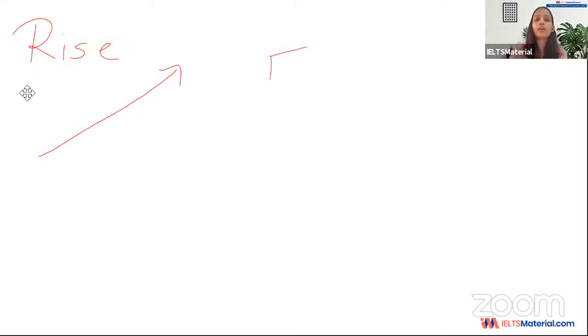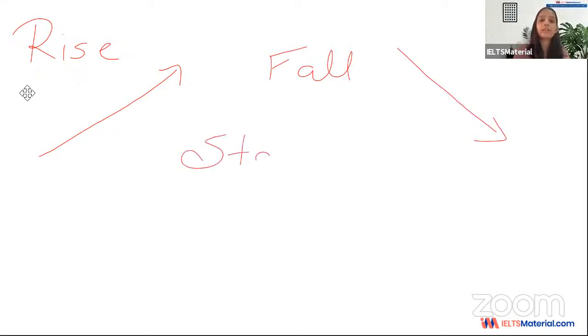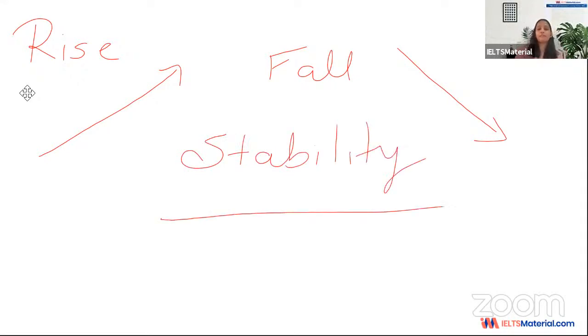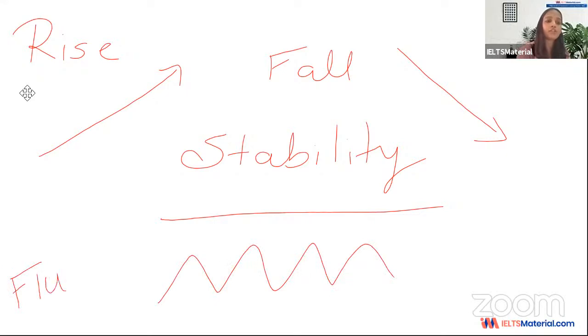Then we show the fall, right? It goes down like this. The third trend would be stability, constant, no fluctuation. So that would be a linear graph. Then the fourth trend would be fluctuation, right? So this is fluctuating. So these are mainly the 4 trends. But of course, this is incomplete. We need more words to describe this.